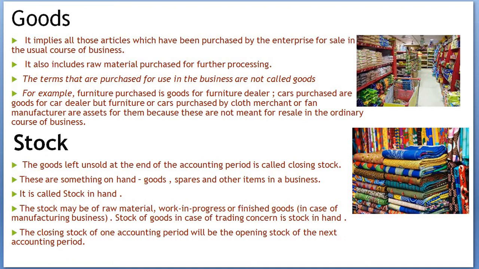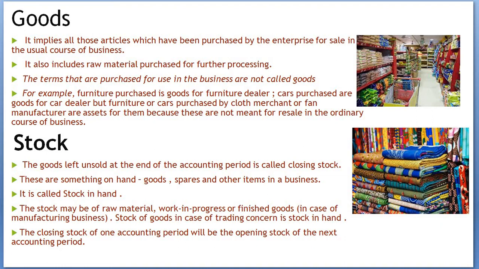The next is stock. Stock means whenever the goods remain unsold at the end of the accounting period. Accounting period is always of 1 year, April to March, 1st April to 31st March. Whenever the goods remain unsold on 31st March, these goods are termed as closing stock. The goods that remain with you at the end of the year, that were not sold during the whole year, are called stock.